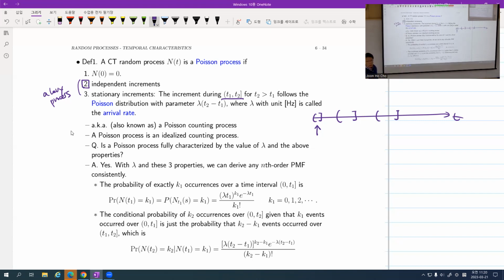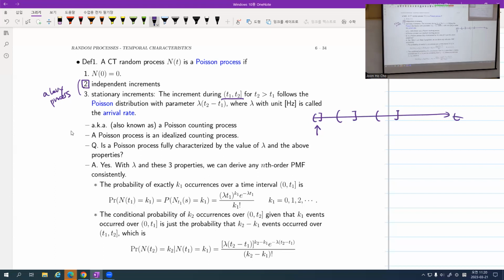So as I told you, stationarity of an increment means what? The distribution must be parameterized only by, of course excluding lambda, the difference of t2 and t1. Not t1, not t2 alone, but through t2 minus t1. And here, lambda is called the arrival rate.